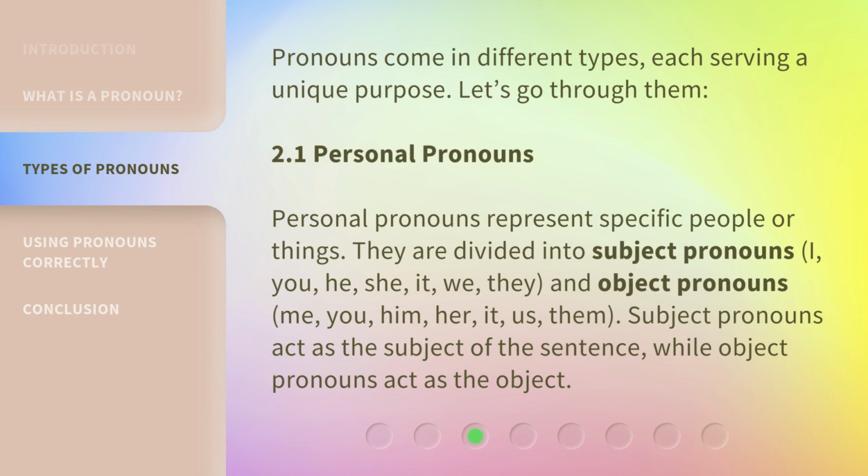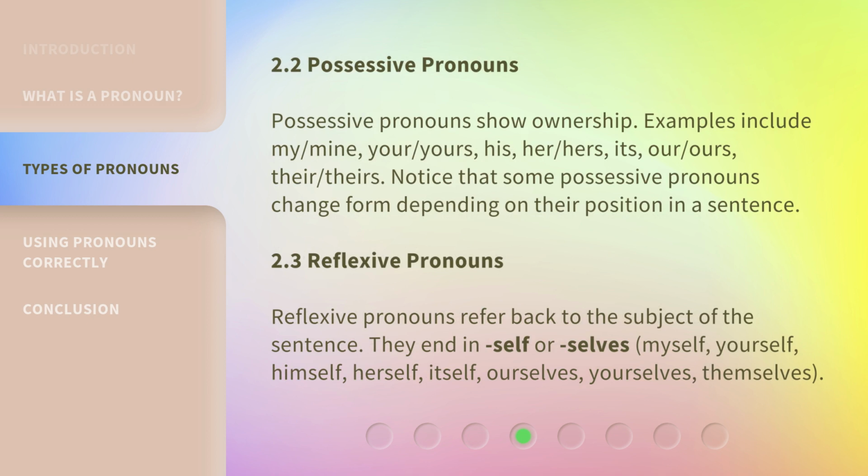Pronouns come in different types, each serving a unique purpose. Let's go through them. 2.1 Personal pronouns. Personal pronouns represent specific people or things. They are divided into subject pronouns: I, you, he, she, it, we, they, and object pronouns: me, you, him, her, it, us, them. Subject pronouns act as the subject of the sentence, while object pronouns act as the object.